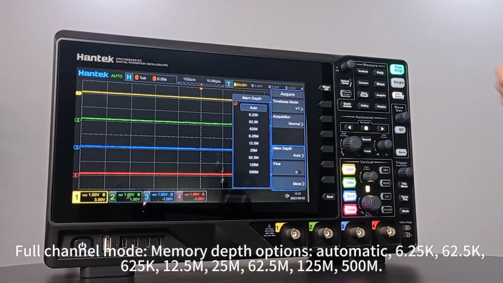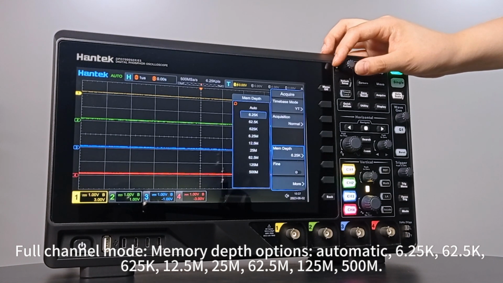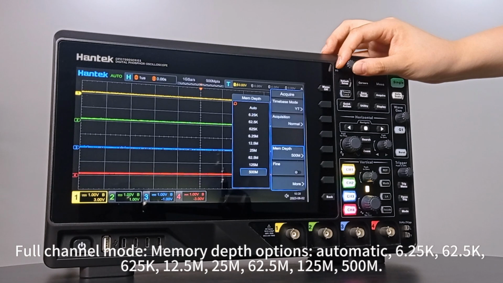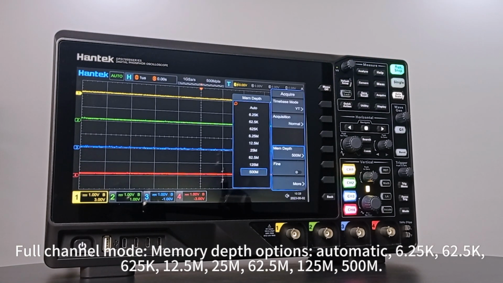Full channel mode memory depth options: automatic, 6.25K, 62.5K, 625K, 12.5M, 25M, 62.5M, 125M, 500M.